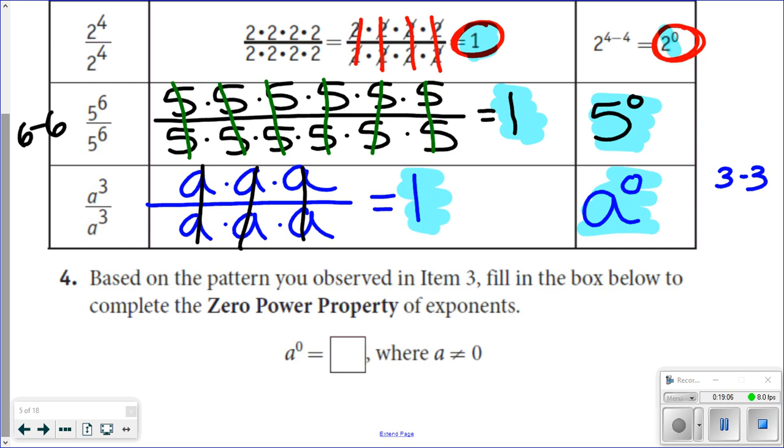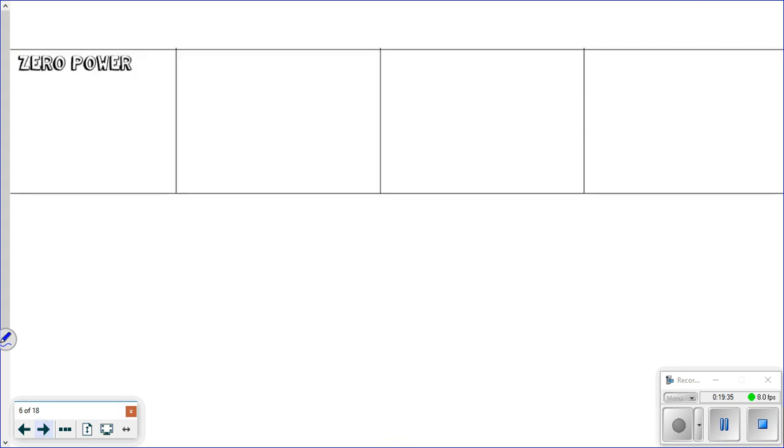This is called the 0 power property. So A to the 0 equals 1. 5 to the 0 equals 1. 2 to the 0 equals 1. So A to the 0 equals 1. That's our pattern here. Anything to the 0 power equals 1. Banana to the 0 power equals 1. 100,000 to the 0 power equals 1.